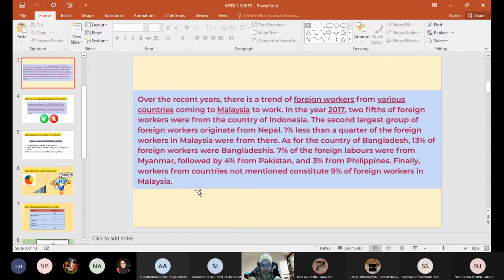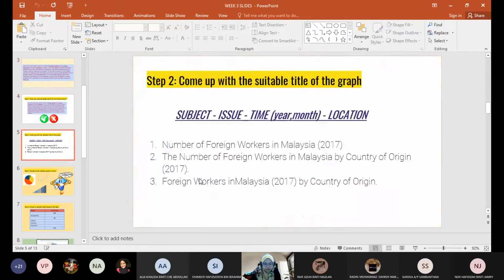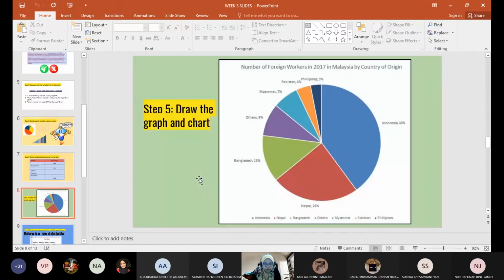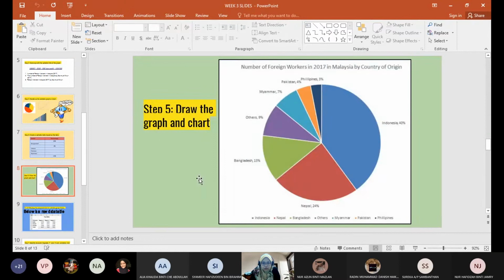So, daripada paragraph tu, you transfer the data, you dah ada table. Betul tak? Okay, so this is how actually you want to transfer the raw data from paragraph to table. So, kita balik semula. You dah ada table, barulah you boleh draw the graph and charts. Macam ni lah cara nak transfer data tu kepada graph and charts.